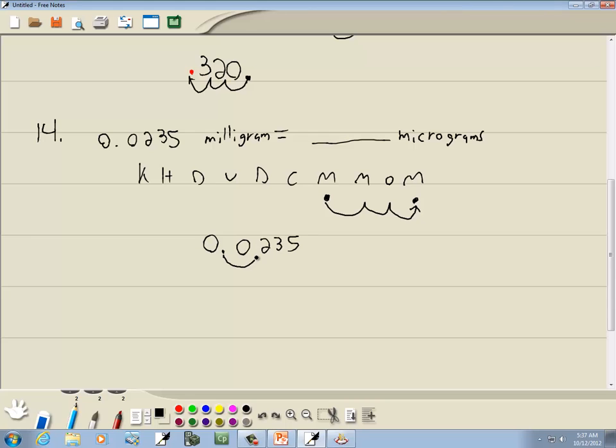Well, 3 places right. This would be 1, 2, 3. So this is the new location of our decimal. So we'd have 23.5 micrograms. We drop off the zeros at the beginning.